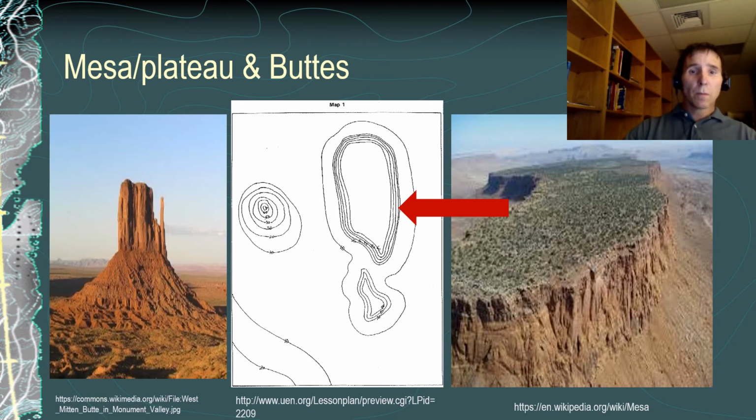Buttes are very old mesas that have essentially worn away until all you have left is a very tall spire. It is also surrounded by cliffs, but has little or no remaining plateau.